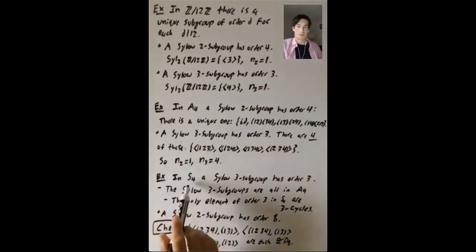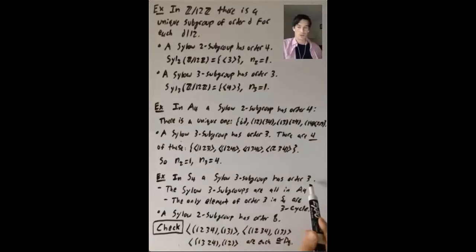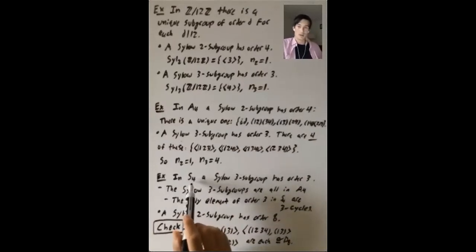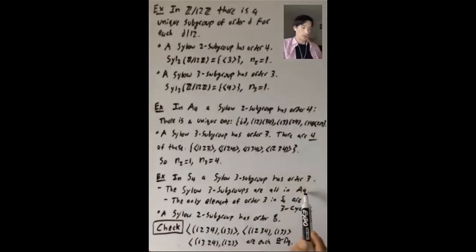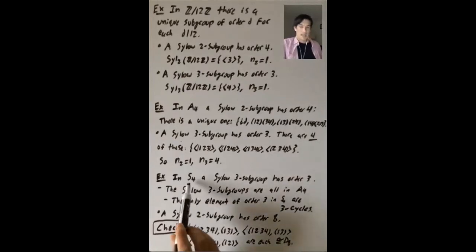How about S4? The primes dividing the order of S4, which is 24, are 3 and 2. A Sylow 3-subgroup has order 3. What are the Sylow 3-subgroups in S4? Well, they're all in A4. Why is that? Because they have to be generated by an element of order 3, but the only elements of order 3 in S4 are the 3-cycles.